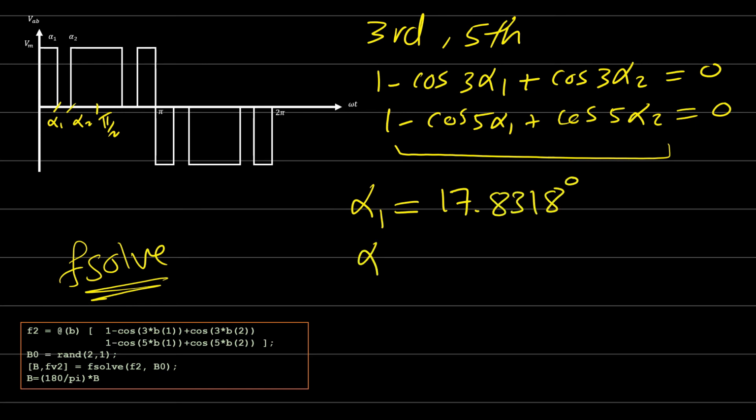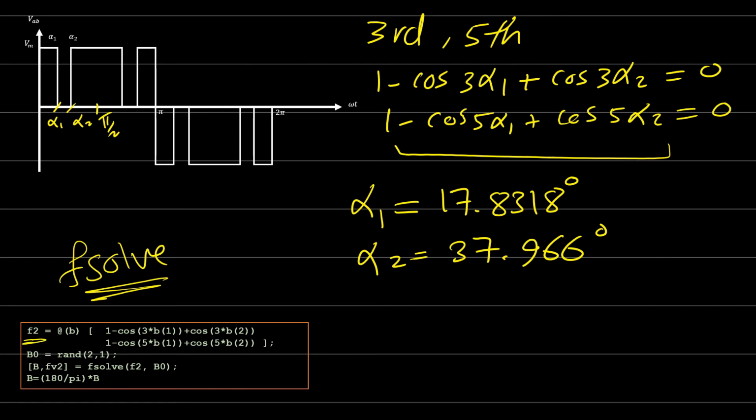I also solved this one yesterday, and I obtained that alpha 1 equals 17.8318 degrees, and alpha 2 is equal to 37.966 degrees. Here, just make sure that if you write this one in the same script file, you define two different functions.